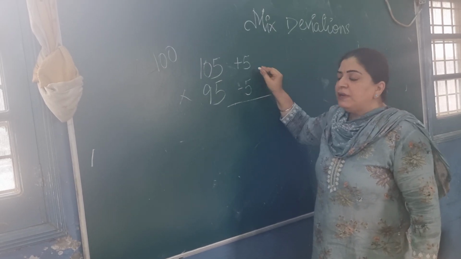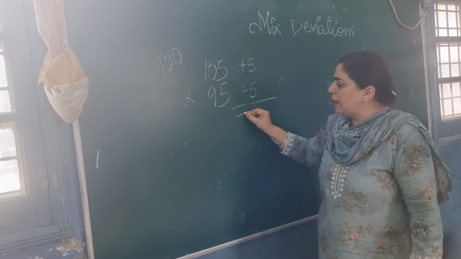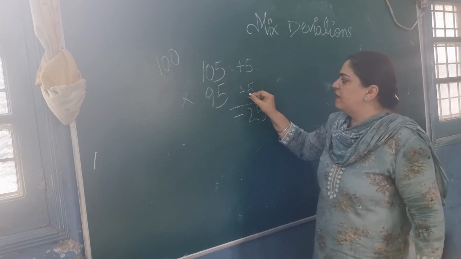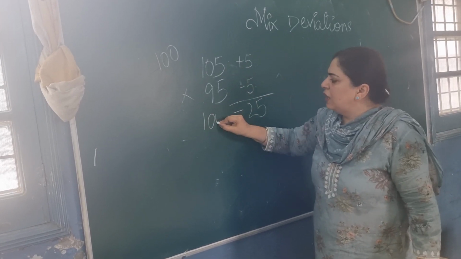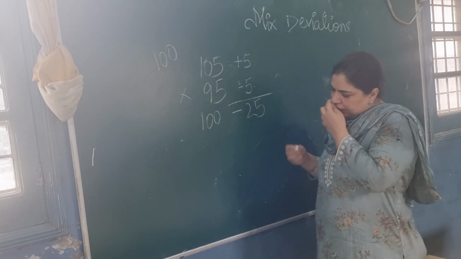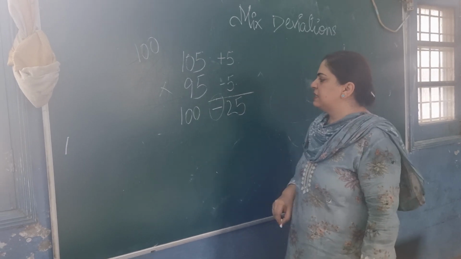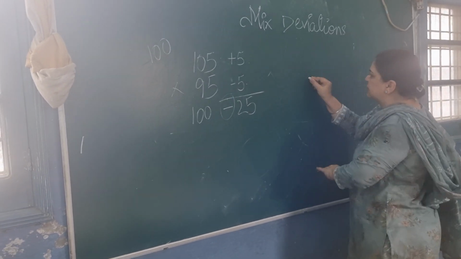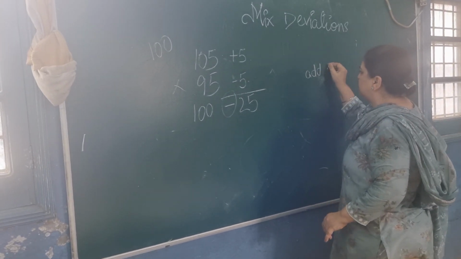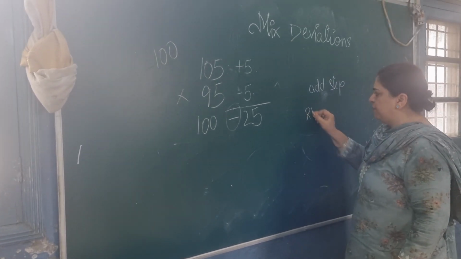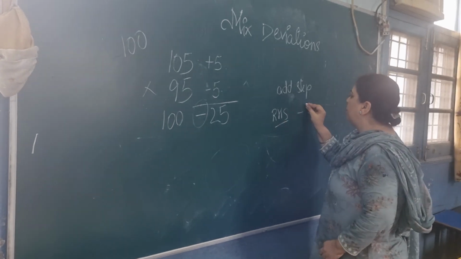Second step is multiply the deviations. Now what happens is plus into minus, you get minus 25. And 105 minus 5 is 100. Now an additional step is done here to remove the minus sign. The additional step over here is that from the right hand side we take complements.